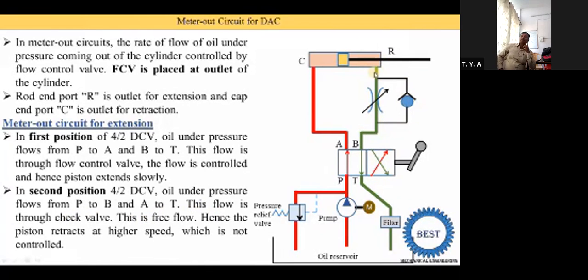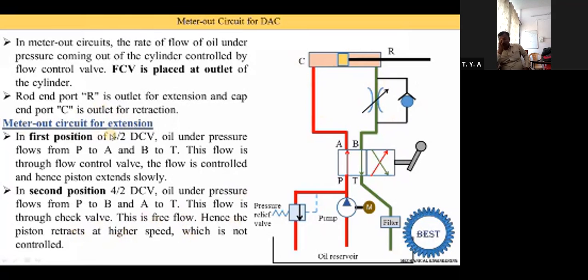Why is it called free flow? Because we are not able to control the flow rate, and the speed is not controlled. That's why it is called free flow. Hence the piston retracts at a higher speed, meaning the retraction goes with a higher speed, which is not controlled. So this is the meter out circuit for extension, meaning we only control the speed during extension. Next we study the meter out circuit for retraction.